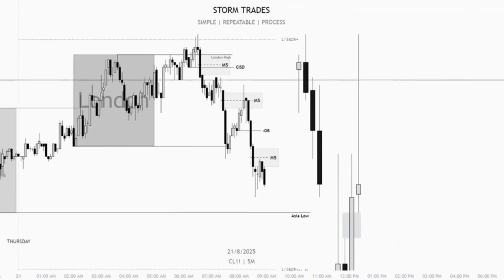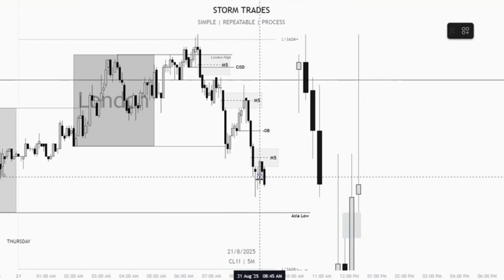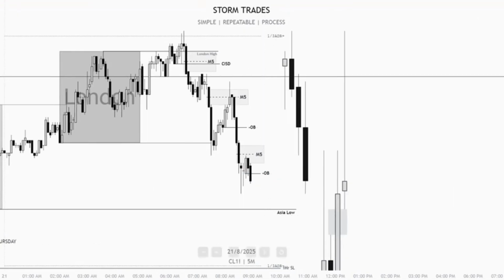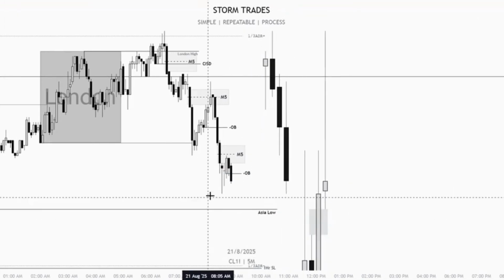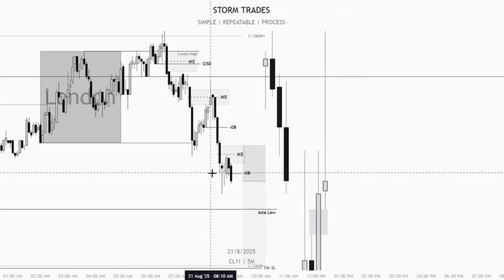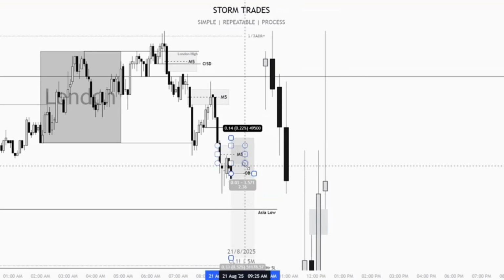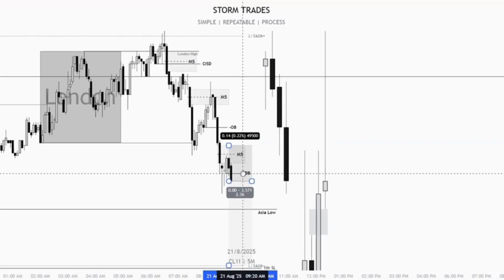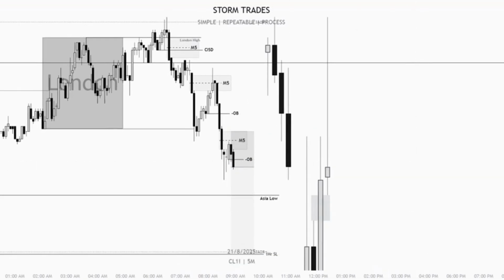So I'm going to mark off this series of up-close candles, and right at 9 o'clock was able to get into a trade. Now, I'm just going to market order here, but I actually did get in at the order block here. But just for purposes of showing this trade, I'm going to market order right here.